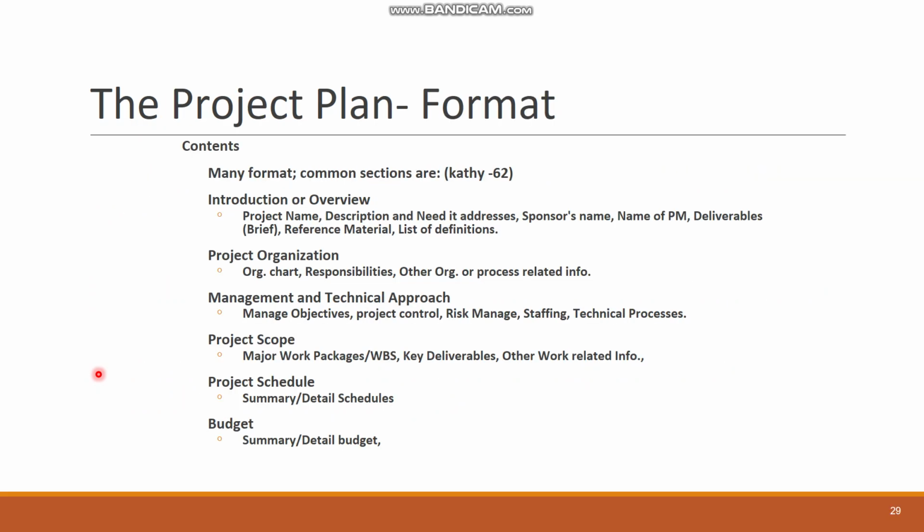The plan format is normally such that the contents can be different and the format can be different. You have the introduction or overview, and project organization, which will include the organization chart, responsibilities, management and technical approach. This will include objectives, project control, risk management, staffing, technical processes, and project scope, which will include major work packages or work. WBS stands for work breakdown structure; you will see in a short while what it is. There will be key deliverables and other information. The project schedule will include a summary and detailed schedules. Budget will also be a part of the plan.